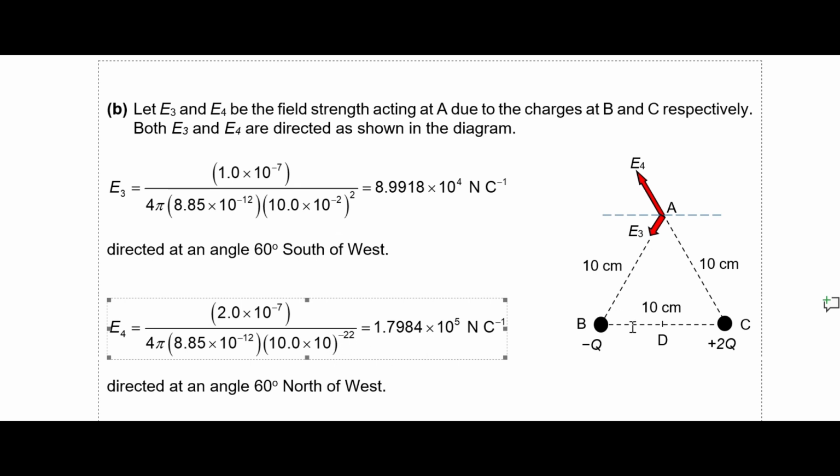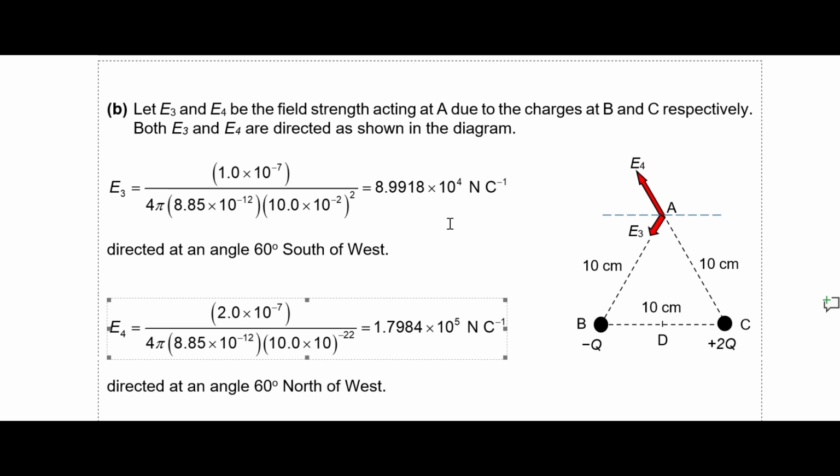And of course, E3 here towards the minus Q charge, you can calculate as this one. So this version is correct. This version is wrong. There's something wrong here. I'll go and change this later. And you should realize that this charge is bigger. This electric field strength is bigger than this one.